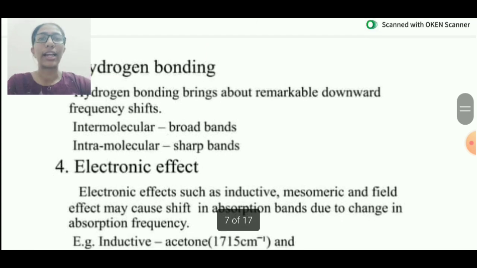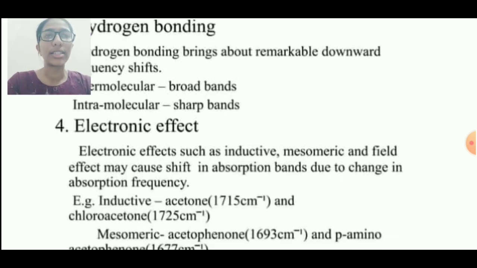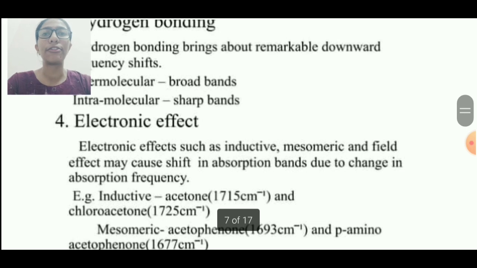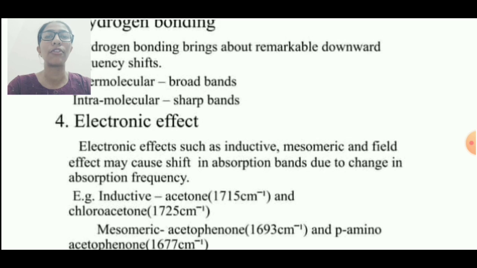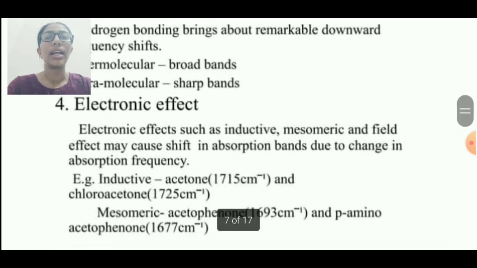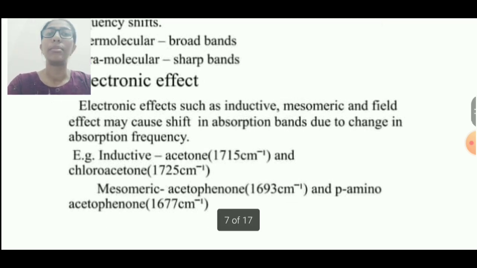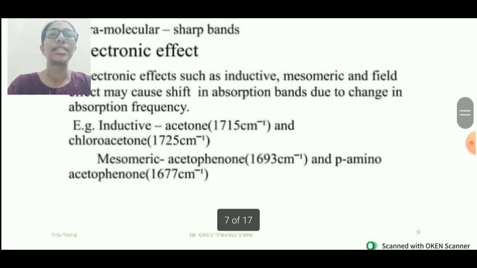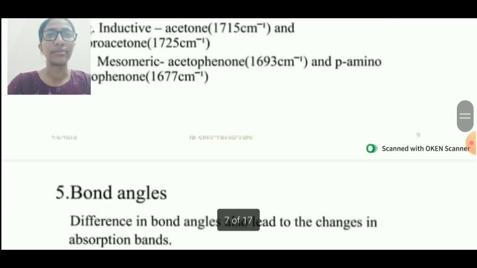Fourth factor is electronic effect. Electronic effects such as inductive, mesomeric and field effects may cause a shift in the absorption band due to change in absorption frequency. Example, inductive: acetone at 1715 cm⁻¹ and chloroacetone at 1725 cm⁻¹. Mesomeric: acetophenone 1693 cm⁻¹, and para-aminoacetophenone 1677 cm⁻¹.